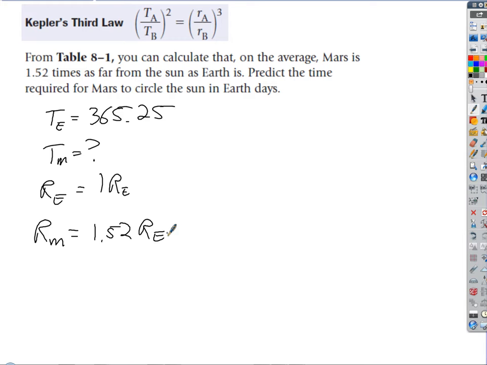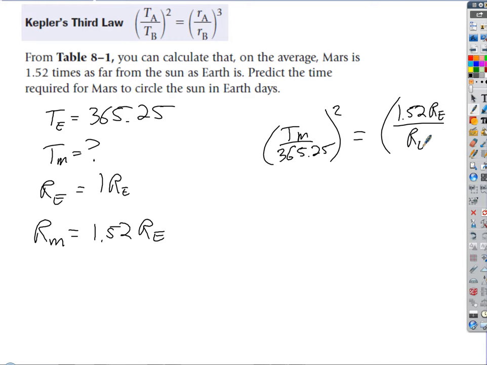And look what that does to our equation there. So we end up getting T sub m over 365.25 squared equals R sub m, which is 1.52 R sub e, over R sub e, cubed. But what's the advantage of that? You gotta cross out R sub e. Yeah, I can just cancel out the R sub e's algebraically. So really all I need is that number 1.52, right?